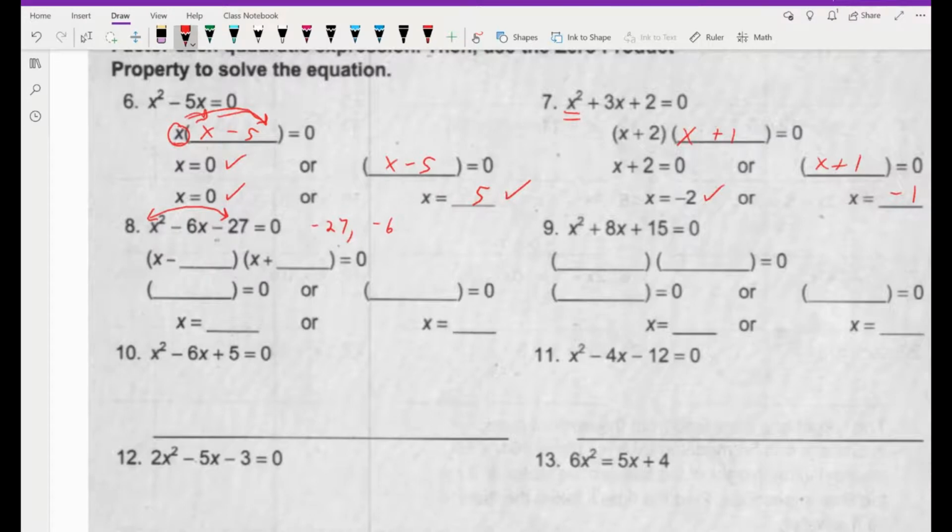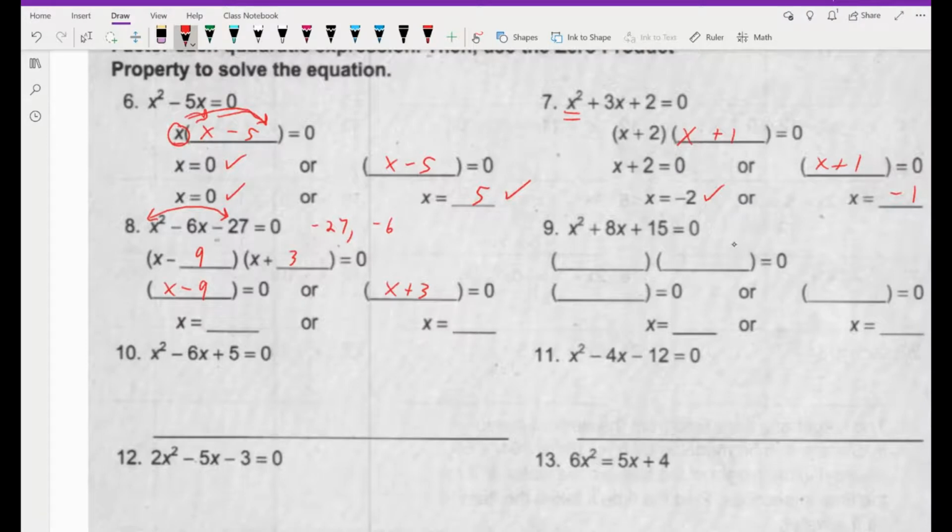What if we make the 9 negative and the 3 positive? So we could do negative 9 and a positive 3. So do x minus 9 and x plus 3. If you were to FOIL this out, you would get the quadratic function x squared minus 6x minus 27 equal to 0. Now we use the zero product property. We'll set x minus 9 equal to 0, or x plus 3 equal to 0.